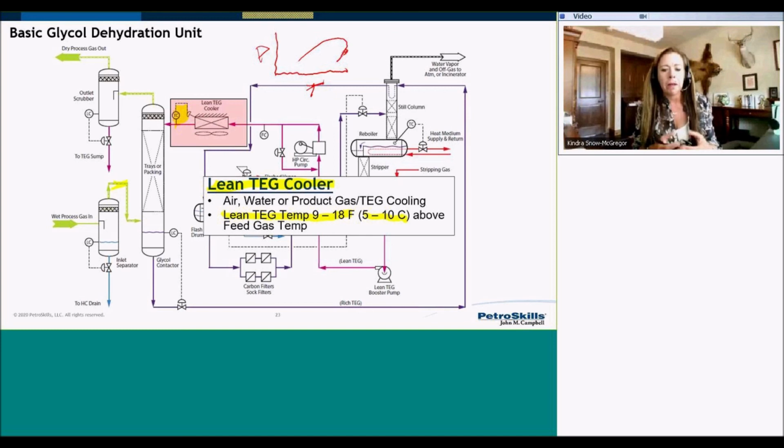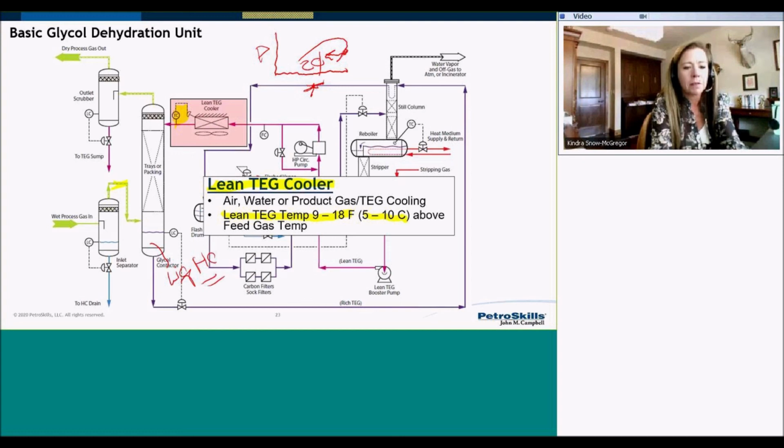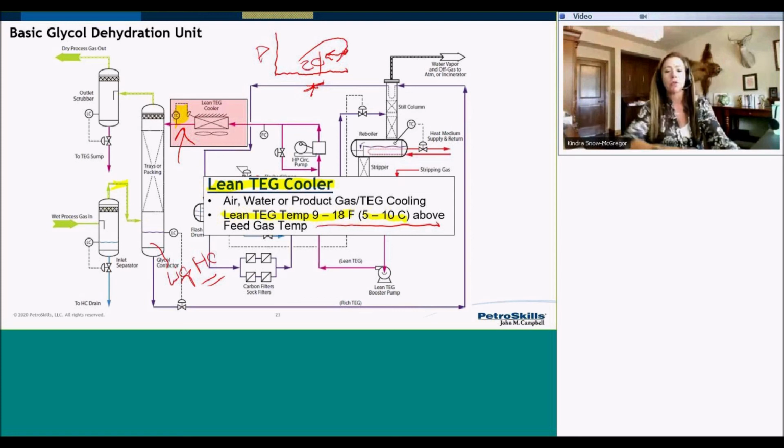And so that means, notice this is temperature, if I start decreasing my temperature, I go into the two-phase region, and now I have liquid hydrocarbons dropping out in my contactor because my TEG was too cold. All right, so that's a bad deal. That will start causing you operating problems almost immediately. And so you want the lean TEG to be as cool as possible because you're going to get better performance in terms of vapor liquid equilibrium. But you also need to be sure that you're keeping it above the feed gas temperature so that you do not condense out any liquid hydrocarbons into your unit.